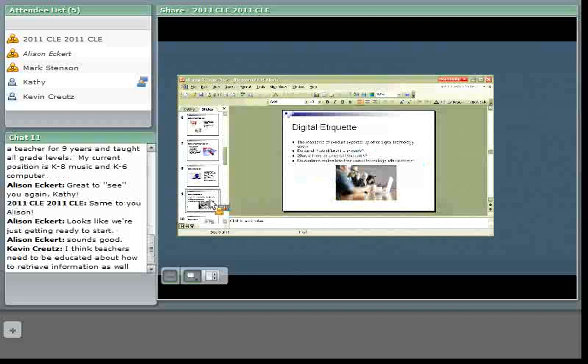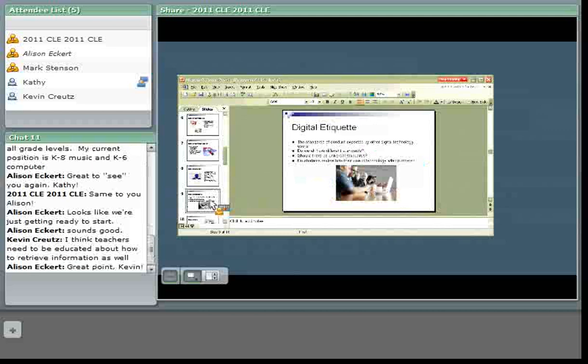Digital etiquette, standards of conduct expected by other technology users. This is one where I think students don't realize how their actions affect others and what they are capable of when they are using their technology.